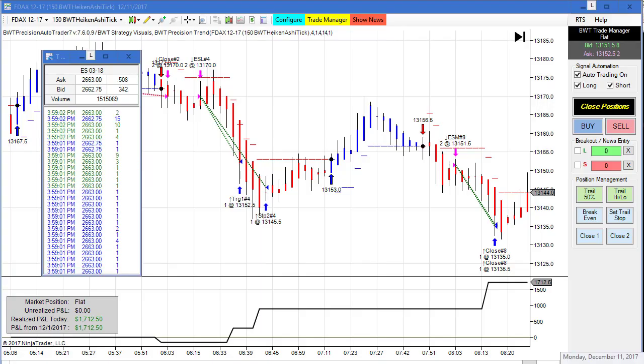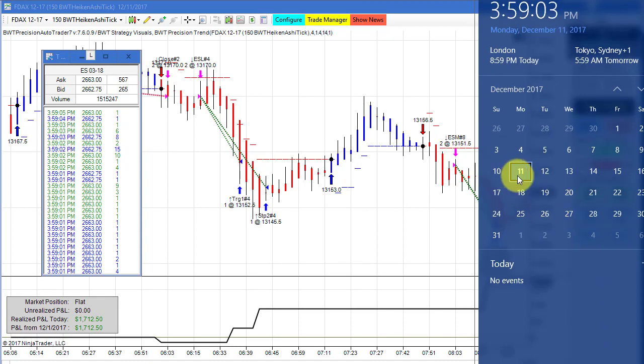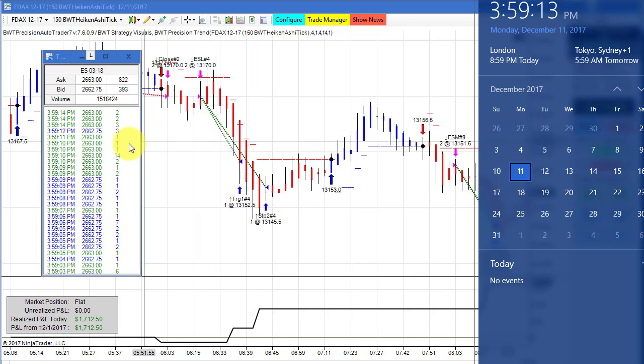Hello everybody, today is Monday, December 11th. It's 3:59 p.m., just a minute before the regular session close, and we have today's video for you. On my left is the time and sales. You can see the E-mini S&P recovering most of its gains from a couple of days sell-off, trading at 2663.